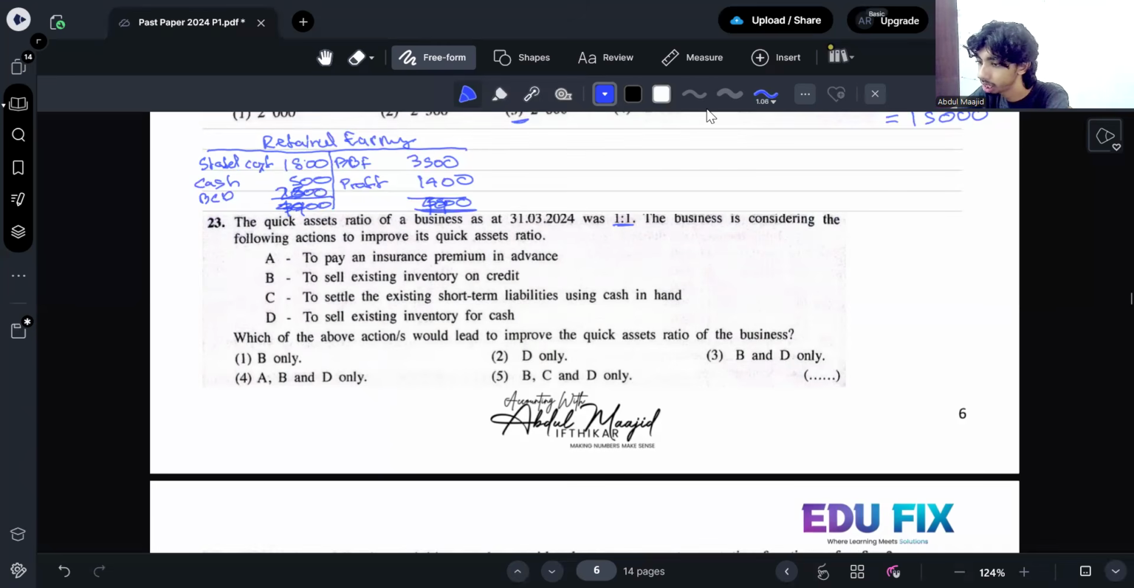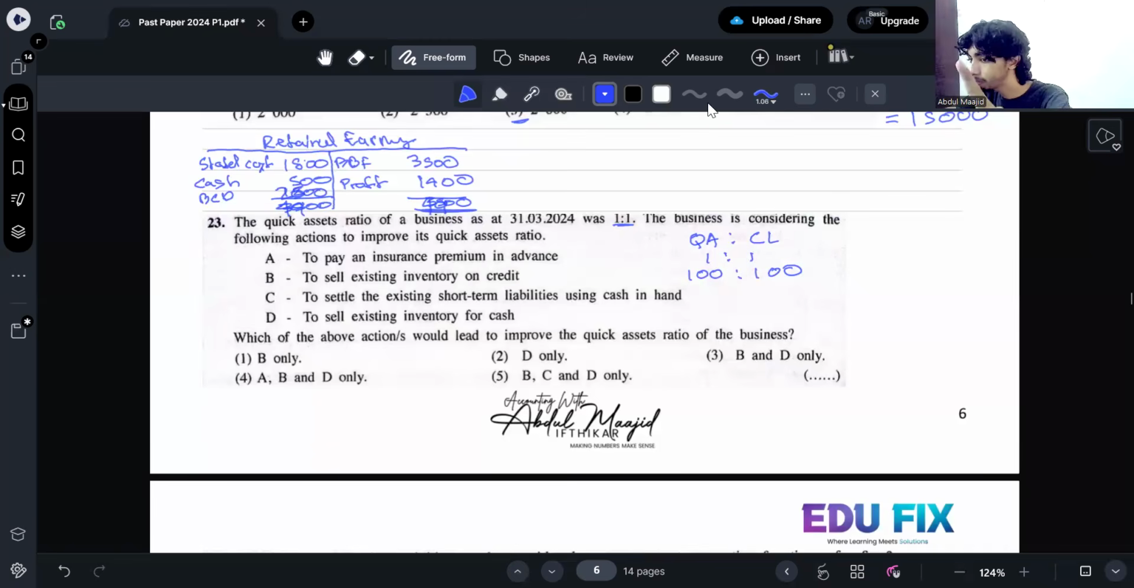Insurance premium in advance. Now it will decrease, right? Quick asset ratio, quick asset is to current liability. Now here 1:1. Now let's say our quick asset is 100 and current liability is 100. Now if we are paying an insurance premium in advance, a prepaid expense, what will happen? Our cash will decrease and prepaid expense will increase.